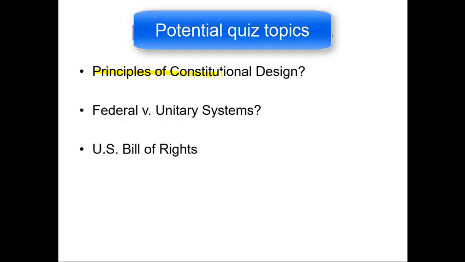What are the principles of constitutional design? What are the major differences between federal and unitary systems? And what are the major rights in those first 10 amendments? Probably not a bad idea to memorize the basic first 10 amendments there.